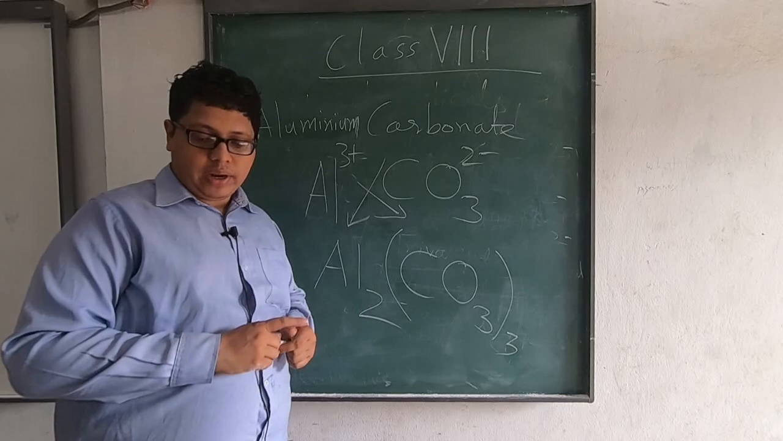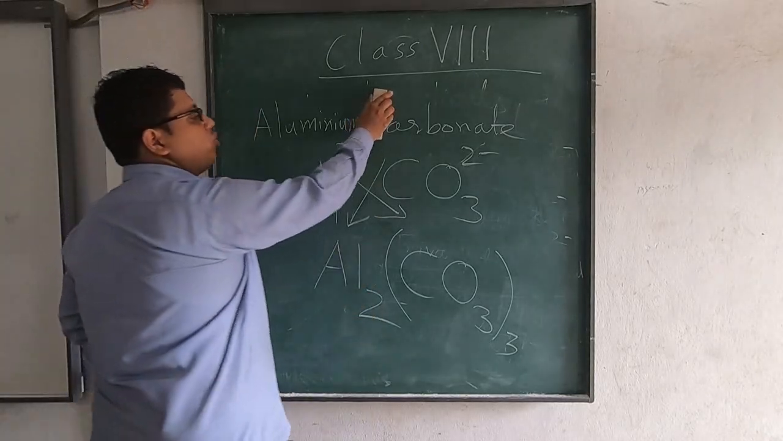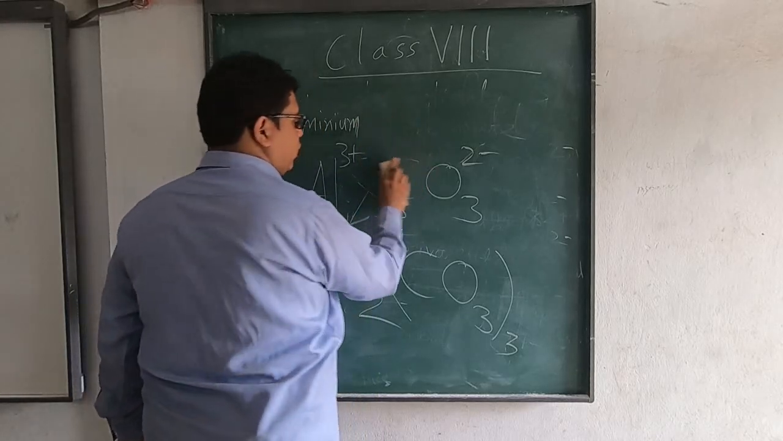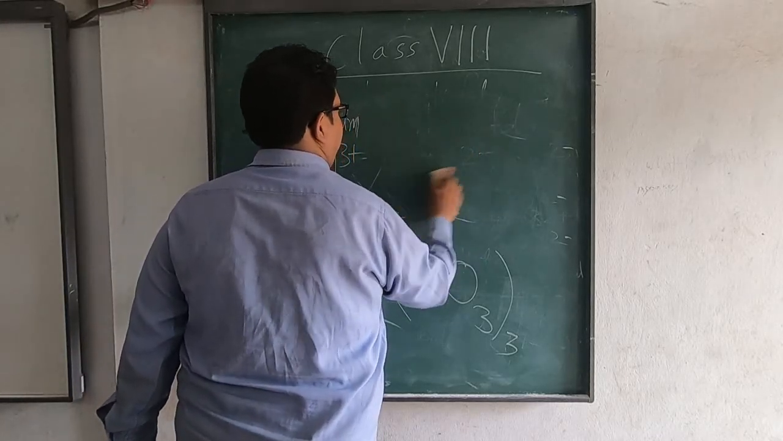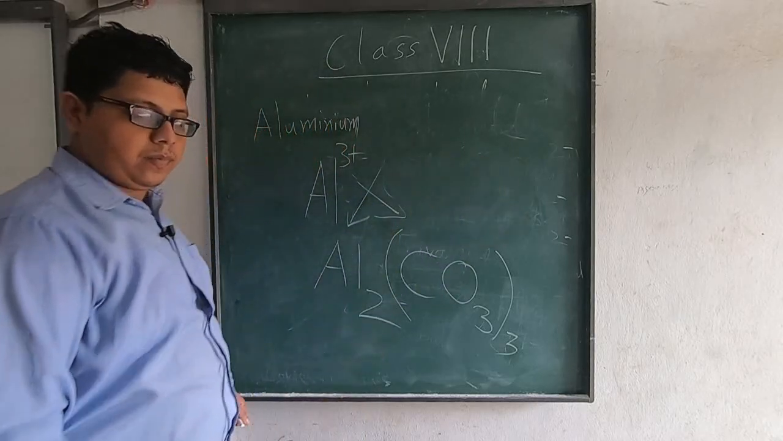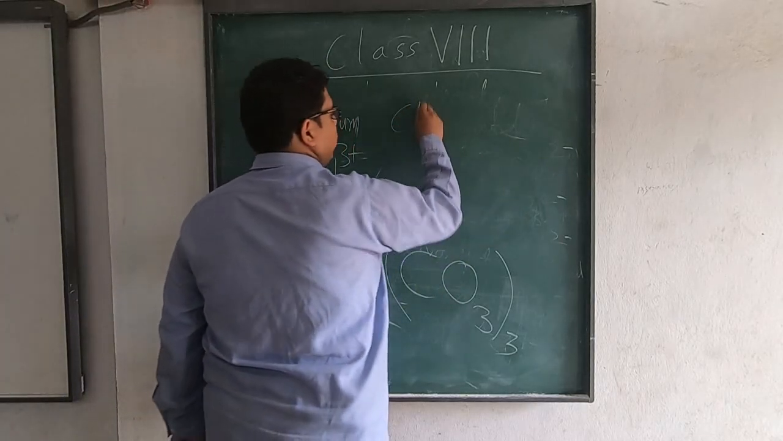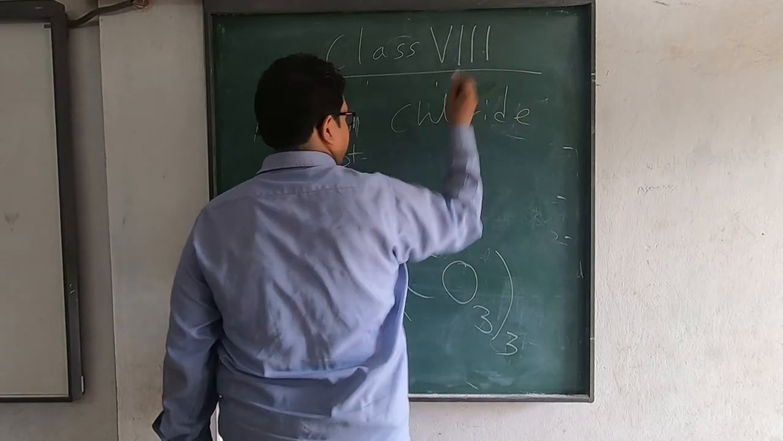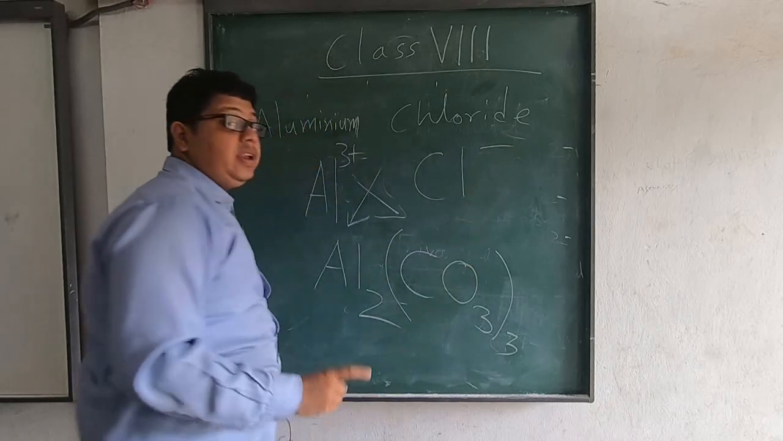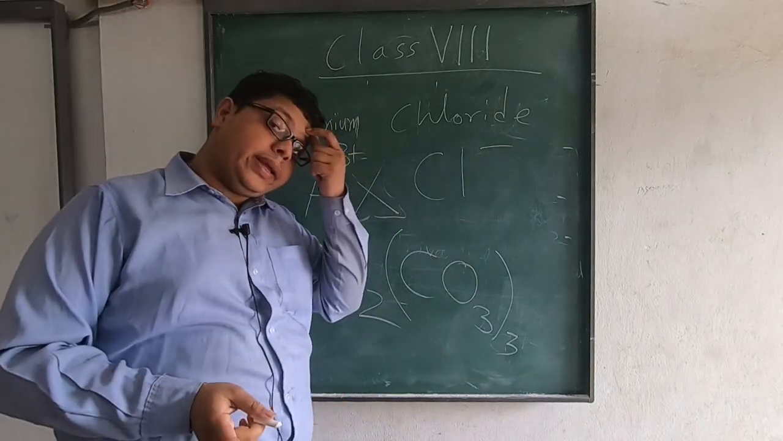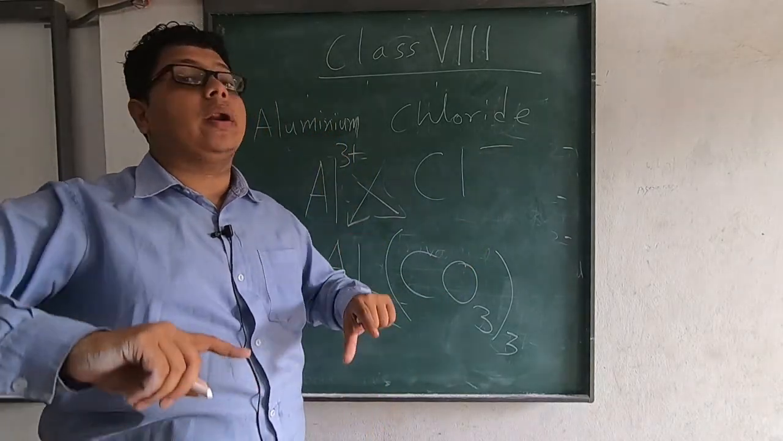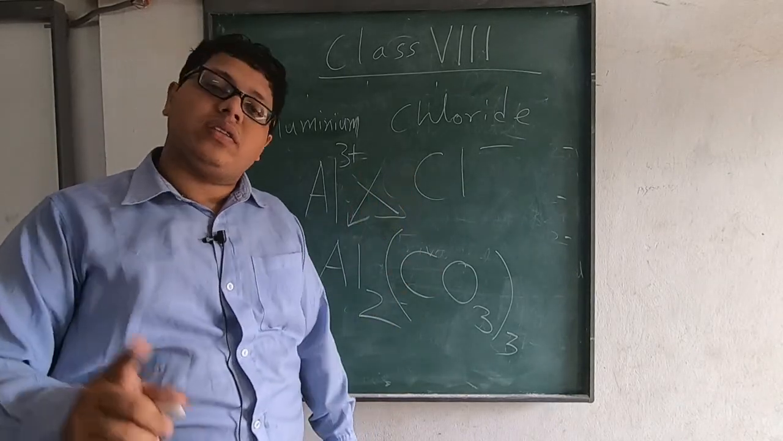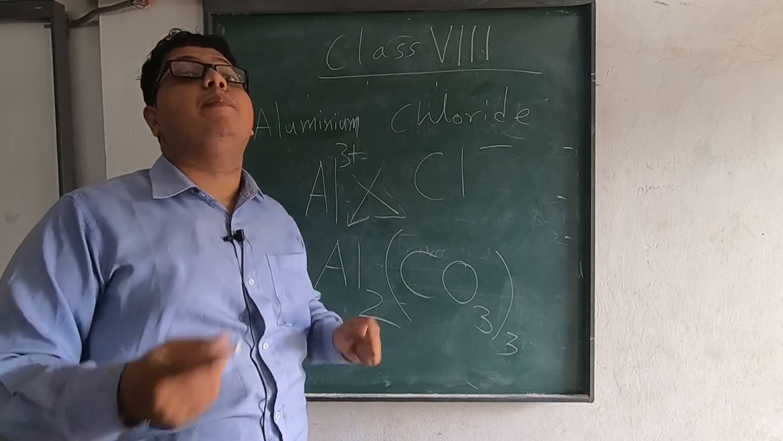Okay, let me show that. For example, if it was not aluminum carbonate, say it was aluminum chloride. Now chloride is Cl minus. See, it is not a compound radical or it is not a polyatomic radical. Only one atom is there, Cl. So that is a simple radical.